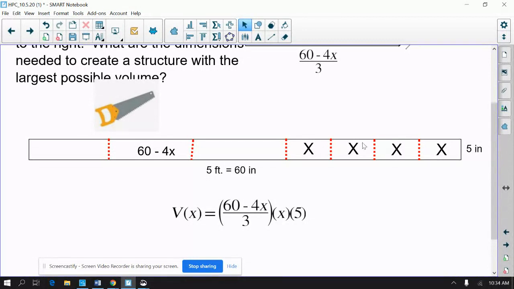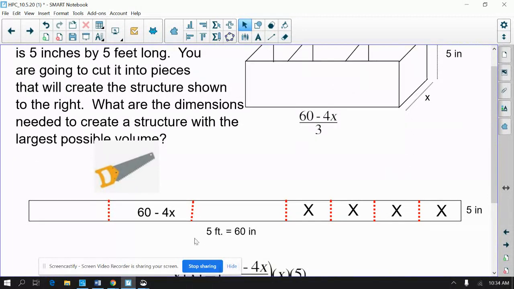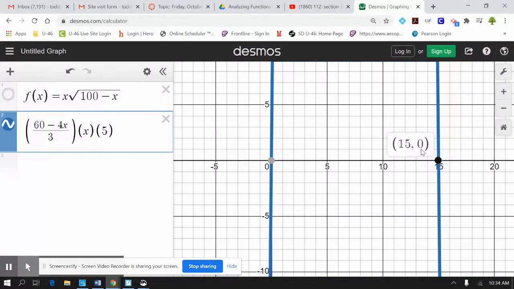15 plus 15 plus 15 plus 15 is, guess what? It's 60. That would be the entire board, which means you wouldn't have enough to create the other three sides. So you wouldn't even have a box, and your volume would therefore be 0. That is why when x is 15, the volume is 0.